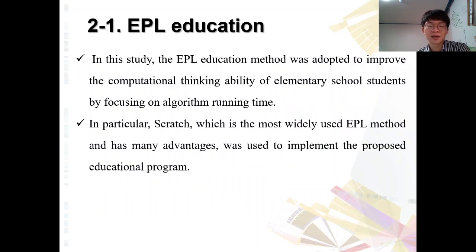In this study, the EPL education method was adapted to improve the computational thinking ability of elementary school students by focusing on algorithm running time. In particular, Scratch, which is the most widely used EPL method and has many advantages, was used to implement the proposed educational program.